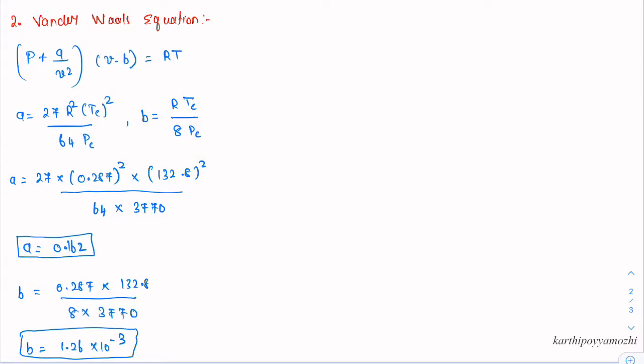The value of specific volume is calculated as v is equal to V by m, that is equal to 0.3 divided by 15, which is equal to 0.02 meter cube per kg. Now we have found the values of a, b and v, and if you substitute these values in this equation, you can get the value of P.